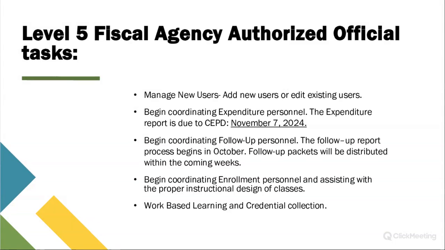The next thing that we're going to do when we go into our demonstration, we'll show you some of the screens. You want to begin coordinating expenditure personnel. Again, we don't have to do the fall data entry. So our first collection period will be our expenditures. As fiscal agents, you would have to submit the expenditure report to the CEPD administrator. That's a level 5 fiscal agency authorized official role. The report is due to your CEPD administrator by November 7, 2024. So you want to start coordinating that information.